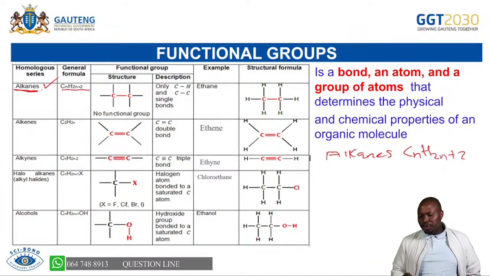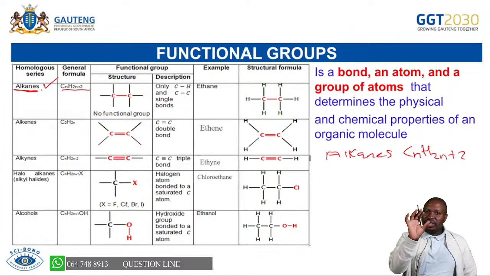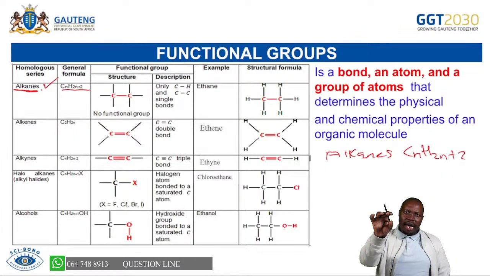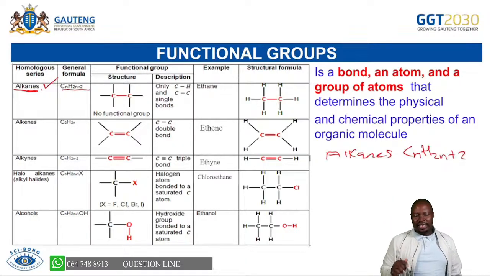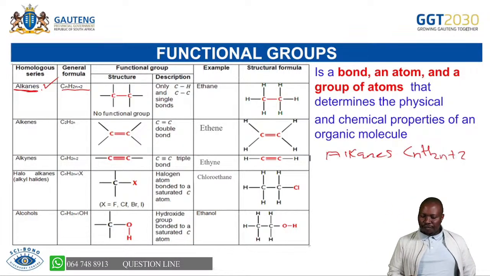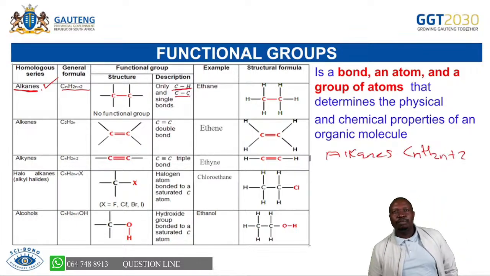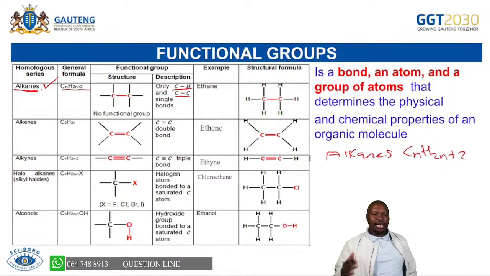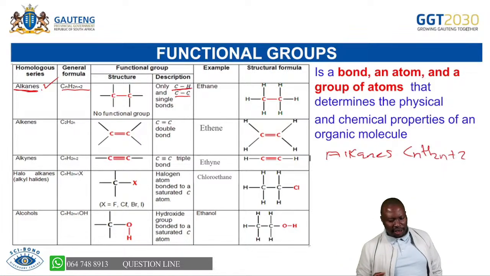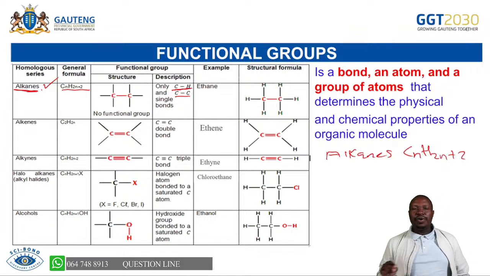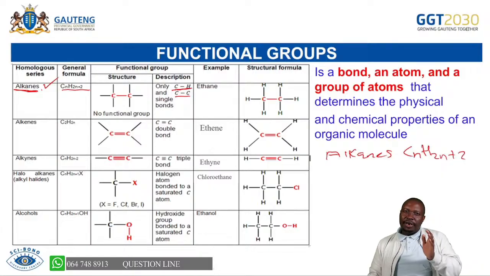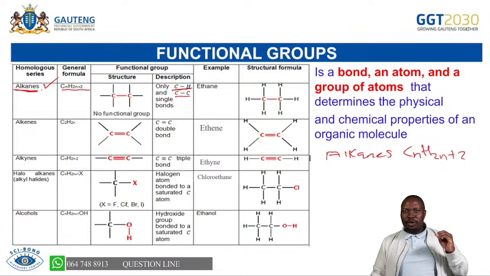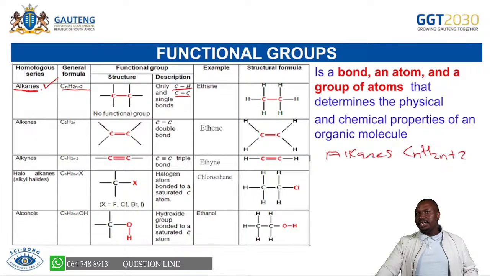Remember we said the functional group helps you to differentiate one homologous series from another. So how will you know that these are alkanes? Alkanes only have carbon-hydrogen single bonds and carbon-carbon single bonds. So they will have carbon bonded to hydrogen, carbon-hydrogen and carbon-carbon single bonds. That shows you that you are dealing with alkanes. So when you see a structure made up of carbon-carbon single bonds and carbon-hydrogen single bonds, you must know that those are alkanes. That is the first thing that you're looking for.